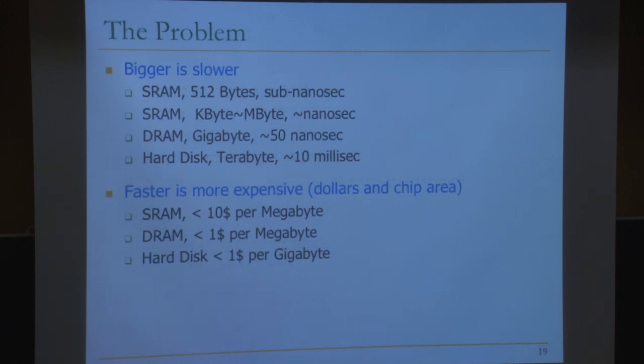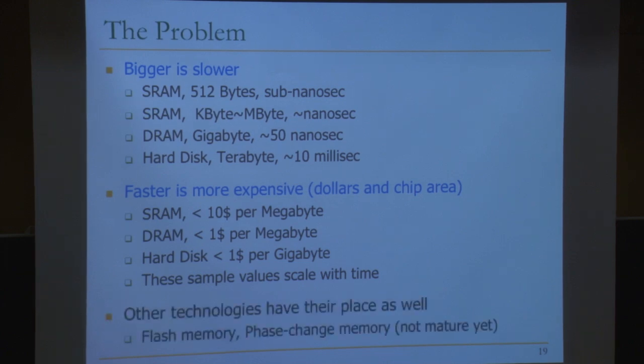OK, I think we've already looked at this. This is some data, but you can study this on your own. But bigger is slower. Faster is more expensive. I don't know if these numbers hold anymore. Any idea? Roughly, probably roughly. All of these scale over time. But these are the numbers.